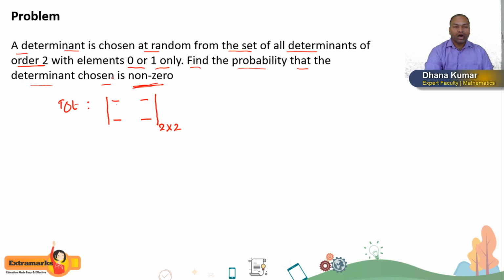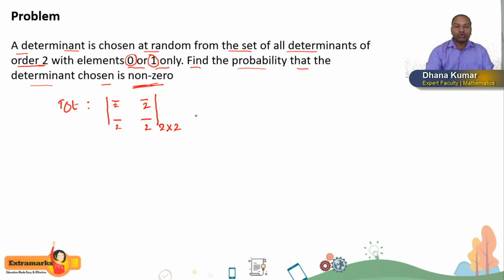Right. Here observe this one, total 4 gaps are there. Every gap can be filled with either 0 or 1 only. That is the given condition. Understood? So this gap can be filled with either 0 or 1. So how many possibilities? 2 possibilities. That is why I am writing here 2. Next, again here also same 2 possibilities.